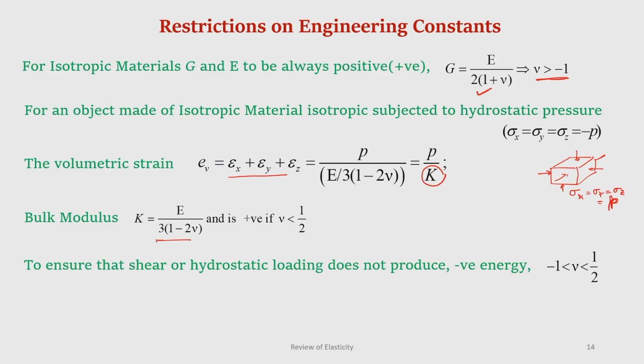So, naturally K has to be positive, because if it is subjected to compression, its volume must decrease, and if it is subjected to hydrostatic tension, say in the case of a balloon, it inflates. Therefore, K must also be positive, and the fact that K has to be positive, from this relation, leads to the Poisson's ratio being less than half. So, this is the restriction on Poisson's ratio in an isotropic material, and we know that Poisson's ratio in an isotropic material cannot be more than 0.5, and it cannot be less than -1.